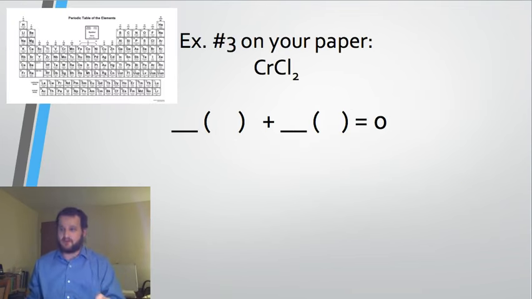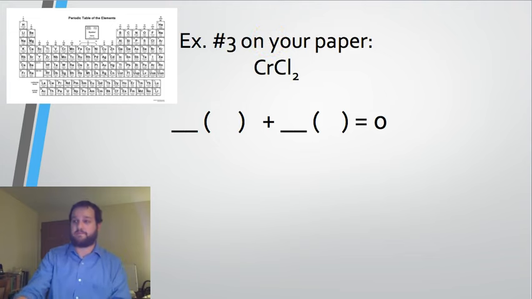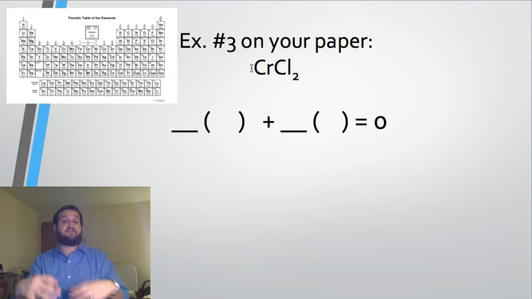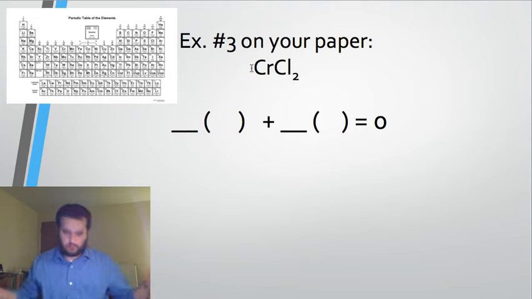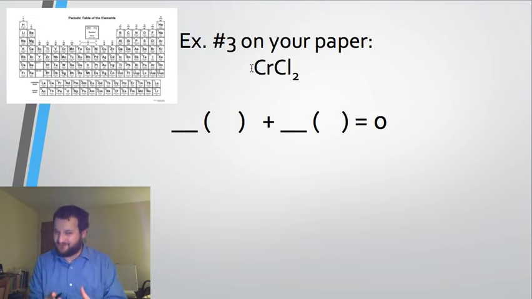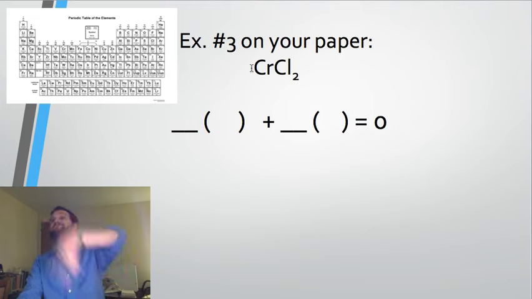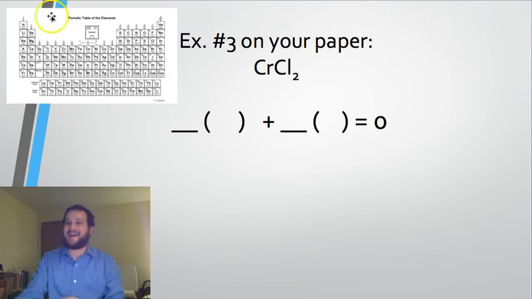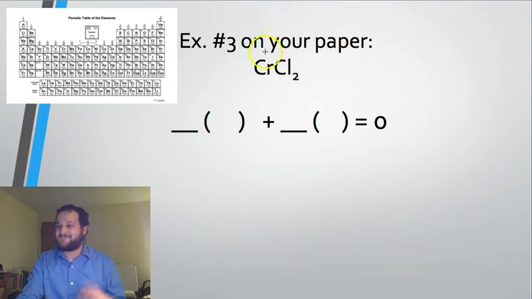Okay, so let's take a look at example 3 of your packet. So here, instead of being given two different elements that we're combining, now we're being given a chemical formula from which we need to figure out which type of metal we have. Because remember, it could be any type of metal or any type of oxidation state. So we're going to go ahead and fill this in.